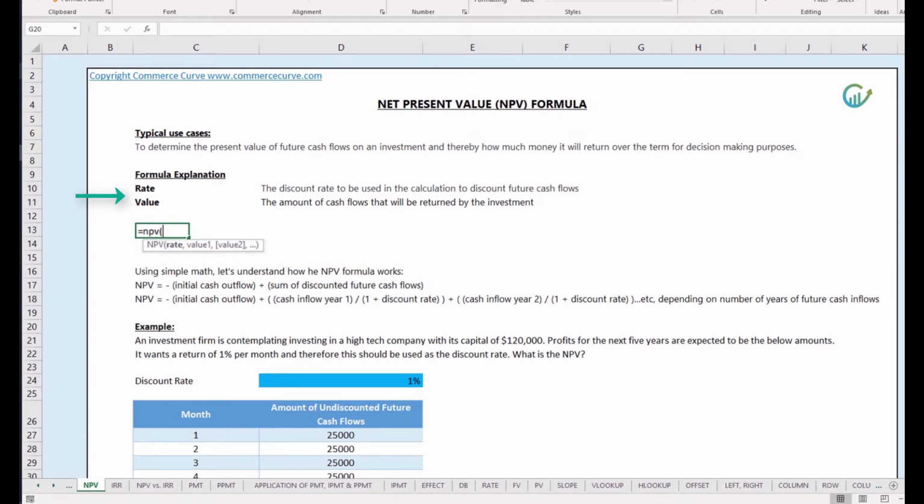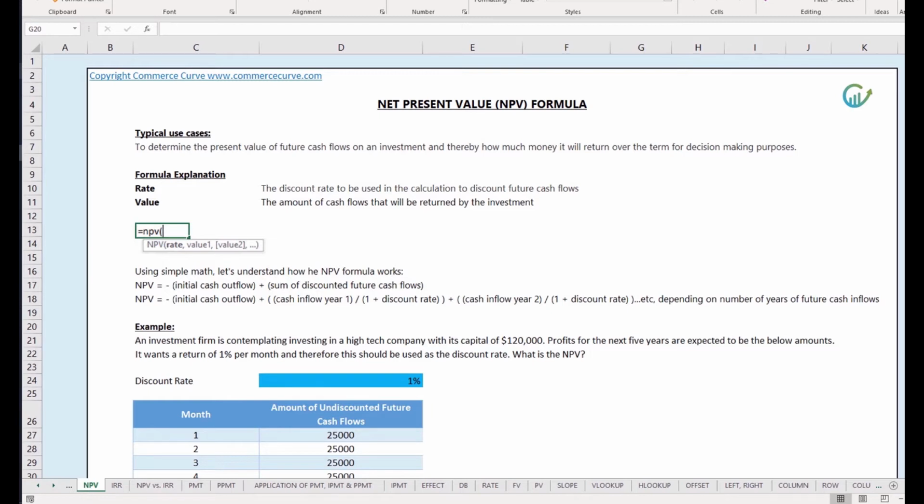Using simple math, let's understand how the NPV formula works. As you can see in row 17, NPV is equal to the negative amount of initial cash outflows, i.e. the money that you're spending on the project. Then you add the sum of the discounted future cash flows to take into consideration the time value of money and other factors.